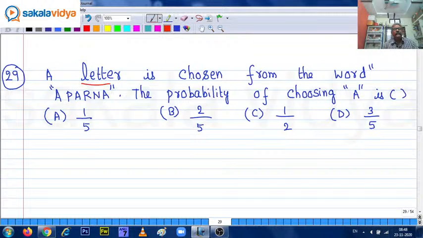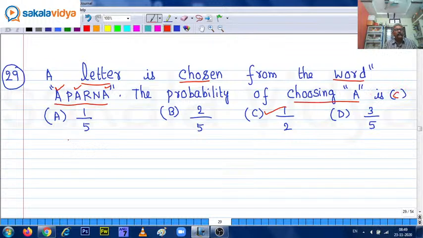A letter is chosen from the word Aparna. How many letters are there? 1, 2, 3, 4, 5, 6. Out of 6. So the probability of choosing A, how many A's are there? 1, 2, 3. 3 upon 6. Obviously C is the answer.